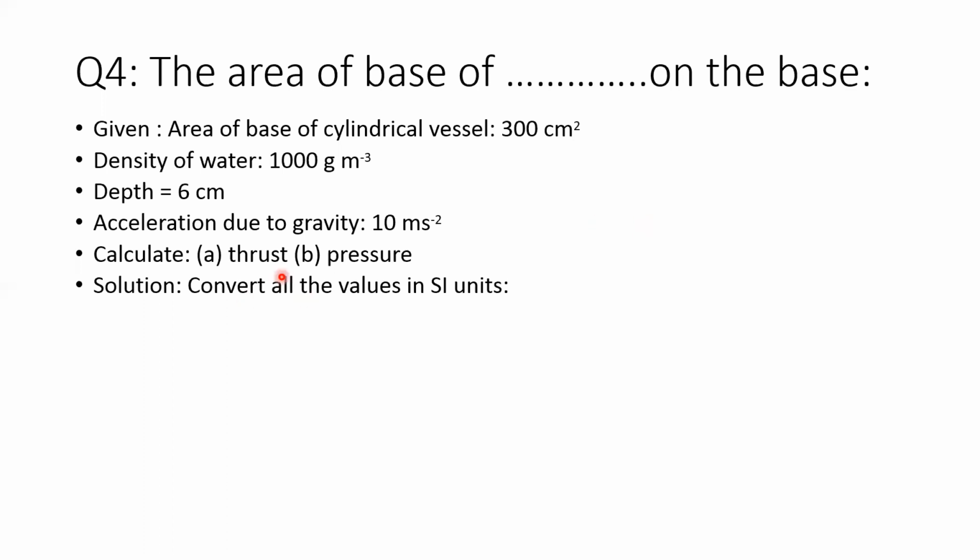So again you have to convert first all the values in SI unit. First of all, what is given, area of base is 300 centimeter square. So first of all you have to convert this area into meter square. To convert this area into meter square, again you have to multiply it with 10 raised to power minus 4. Then density of water is already in the SI units. By mistake I have written here gram, it is kilogram. So density of water is already in the SI units.